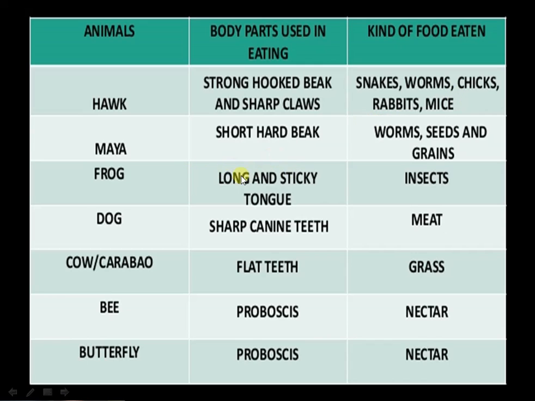Frog has a long and sticky tongue. It eats insects. Dog has sharp canine teeth. Dogs can eat meat. Cow has flat teeth. They help to eat the grass. Honeybees have a proboscis. They suck the nectar from flowers. Butterfly also has a proboscis. It helps to suck the nectar from flowers.